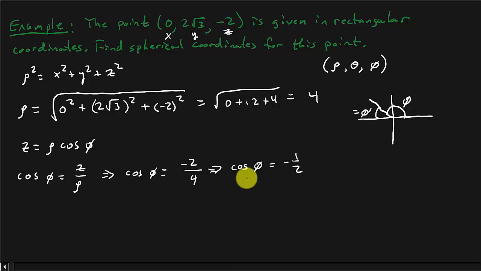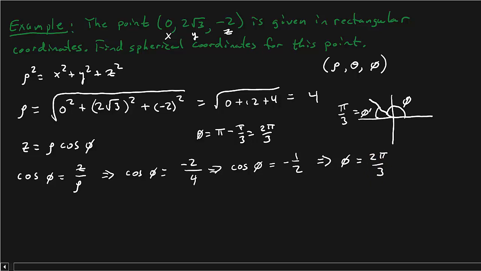So remember, the cosine of your reference angle would be a positive 1/2. So the cosine of what is positive 1/2? That's 60 degrees, or pi over 3, right? And so we can see that phi is equal to pi minus pi over 3, which is 2 pi over 3. And so this tells us that phi is 2 pi over 3.